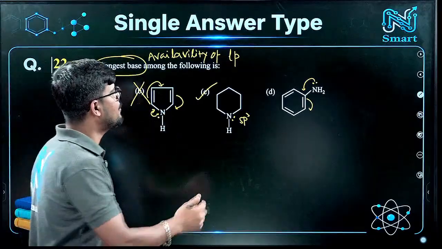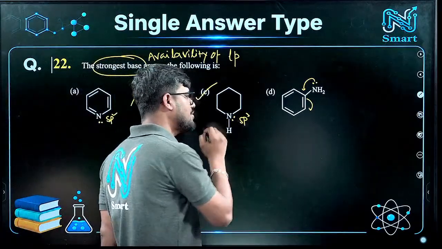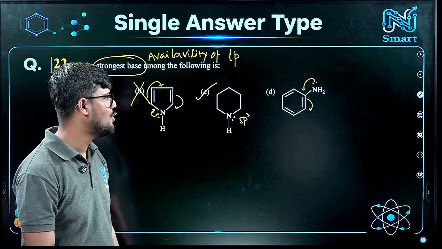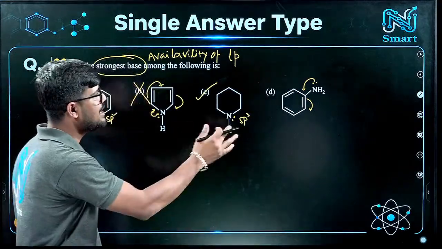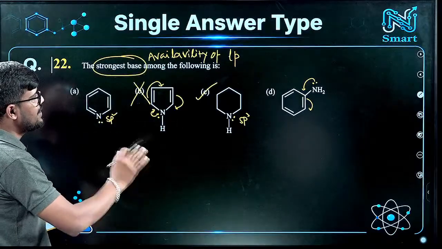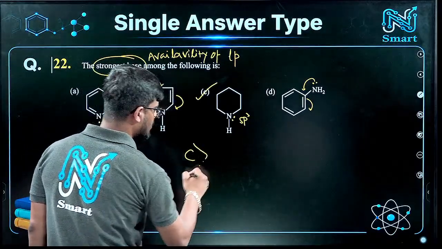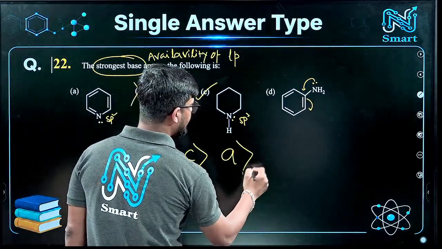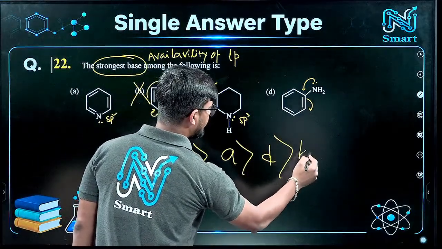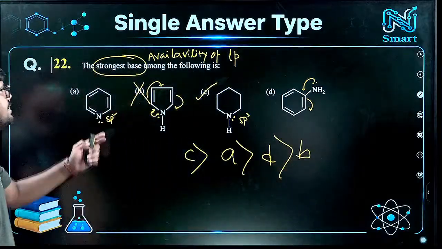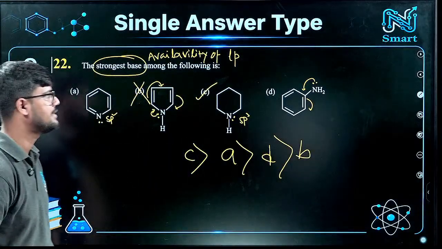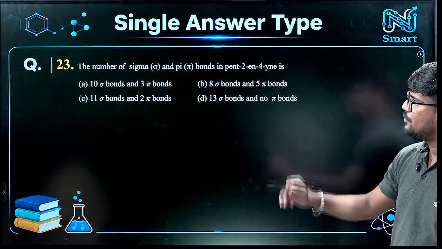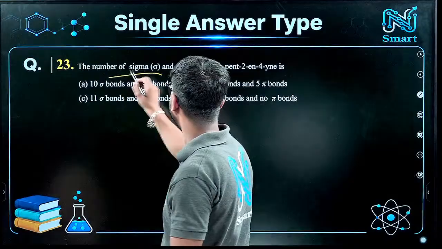So only if you consider option C, here nitrogen is in sp3 so it can easily donate this lone pair of electrons. So if you see the basicity order, C will be the strongest base, then A, then D, and at the end B. This would be the order. So highest or strongest base will be C. Correct? Next, this question, number of sigma and pi.